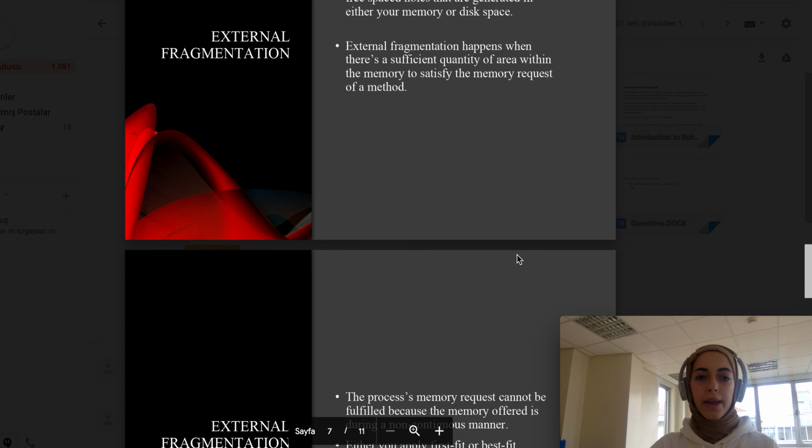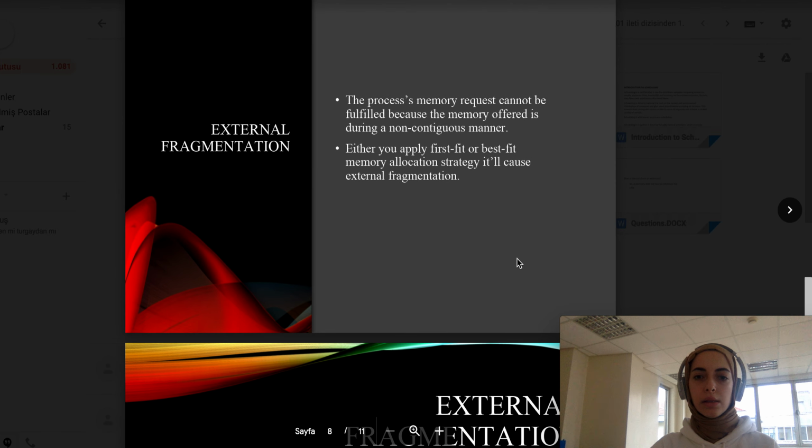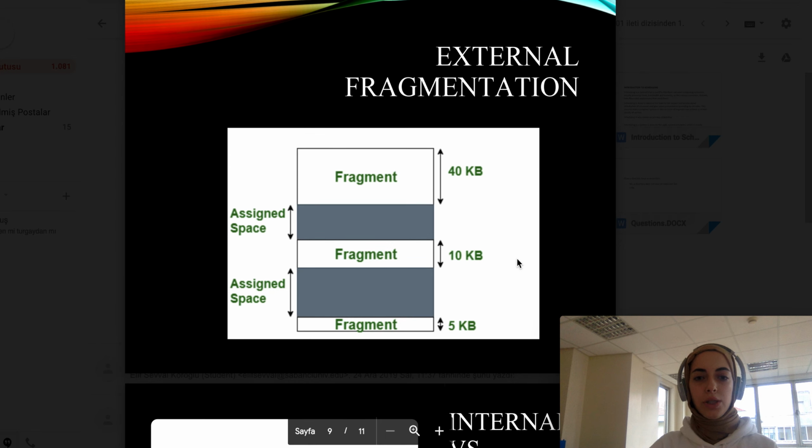space, but they don't have enough memory to process one complete process. You can solve it by applying a first fit or best fit memory allocation strategy. It will cause external fragmentation. Here you can see it in an example.